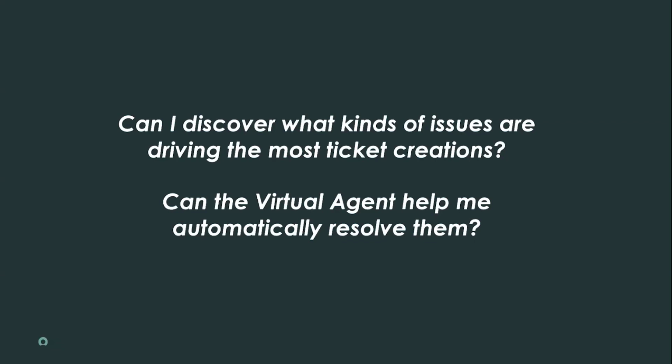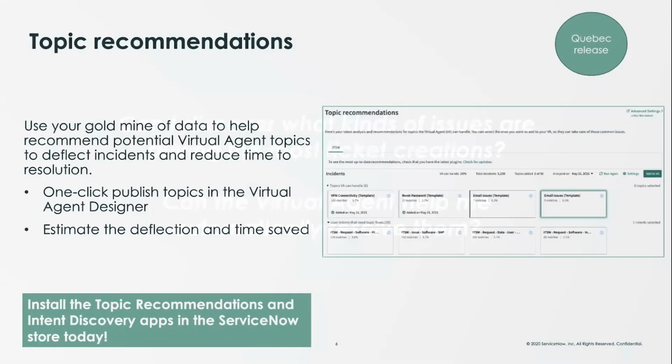In order to answer these questions, we're going to share with you two features: intent discovery and topic recommendations, topic recommendations being the heart of everything, right? Topic recommendations is available in the Quebec release, and it allows you to use your gold mine of data to help recommend potential virtual agent topics. These virtual agent topics will help you deflect incidents, and it will help you reduce time to resolution. These are two big goals that every organization wants to achieve, right?